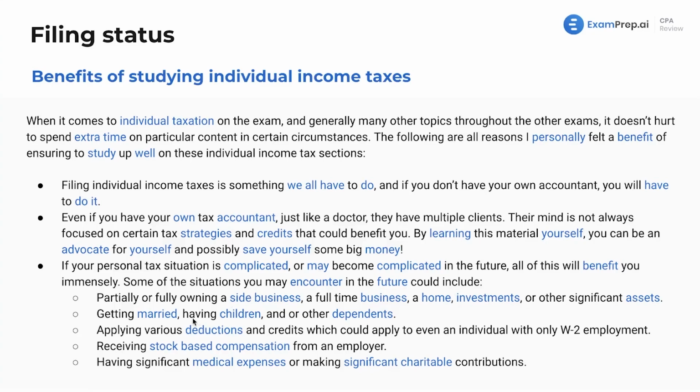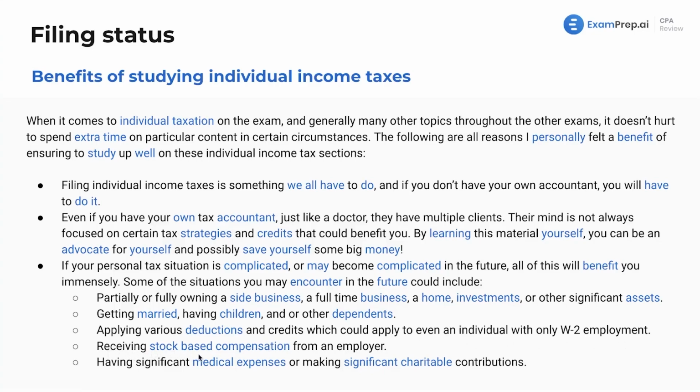Getting married, having children, or other dependents. Whether you choose to get married or not, that's something a lot of us will have to deal with, and there are significant tax implications for doing it or not doing it. At the end of the day, follow your heart, get married to whoever you want to, but there are a lot of tax implications there as well. Applying various deductions and credits could apply to even an individual with only W-2 employment. I say only W-2 employment because it's pretty simple if you just have one job, right? Normal W-2, that's the most simple tax situation. But there are things that could apply to you as well, even if you just have one normal job.